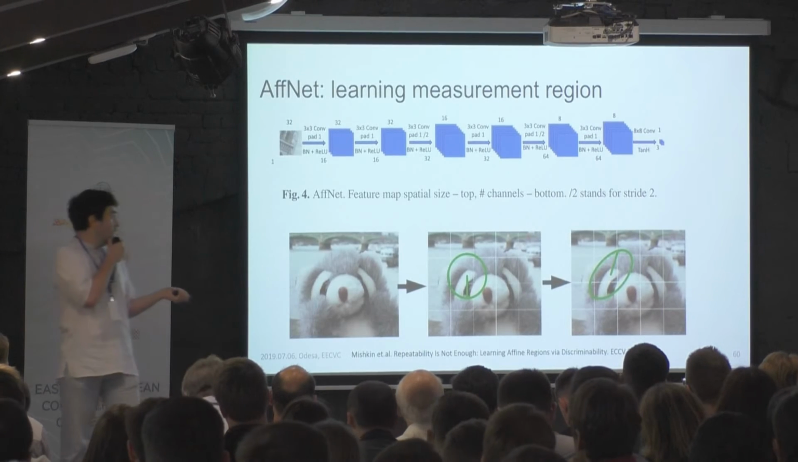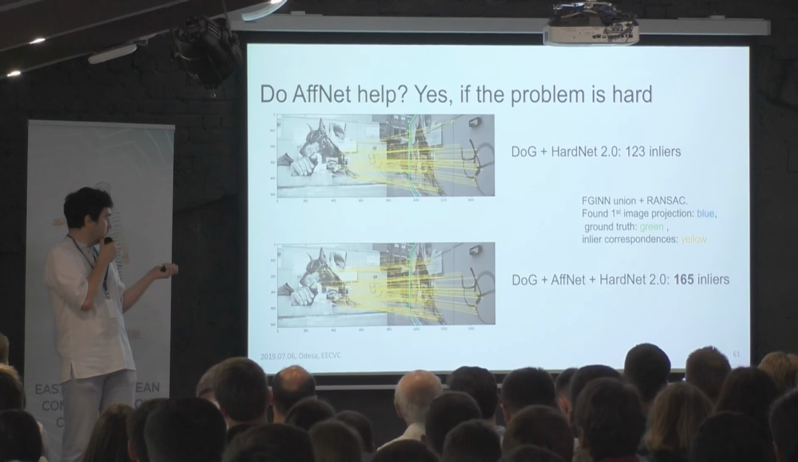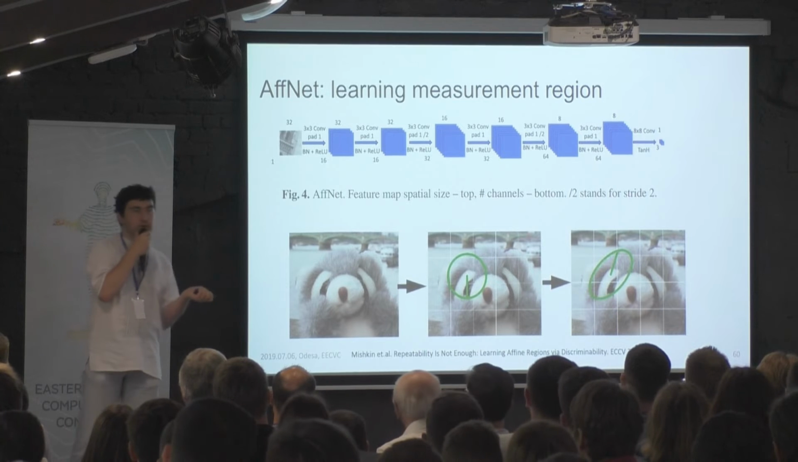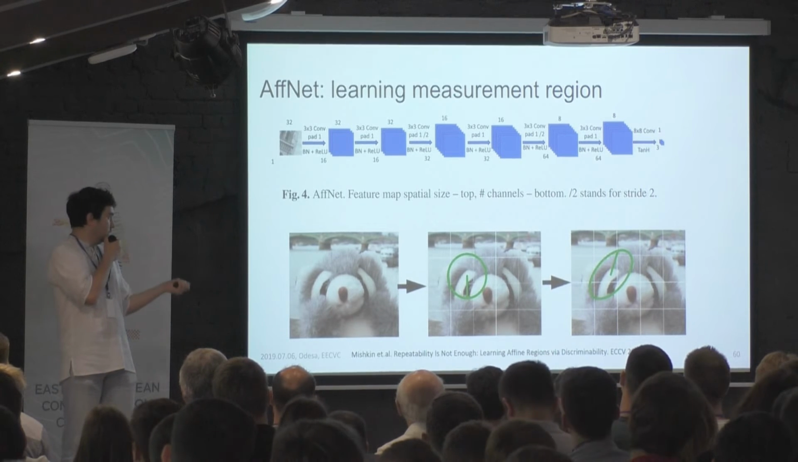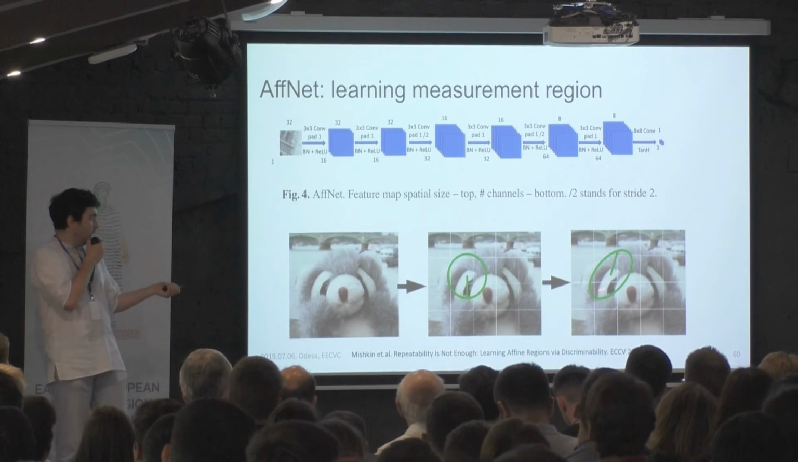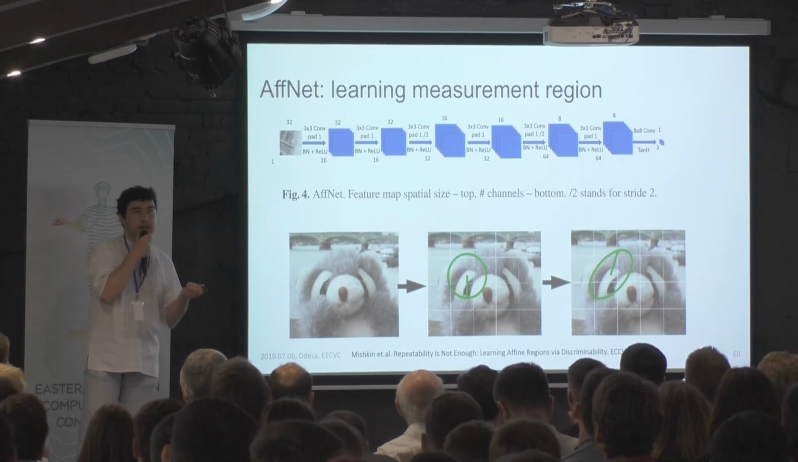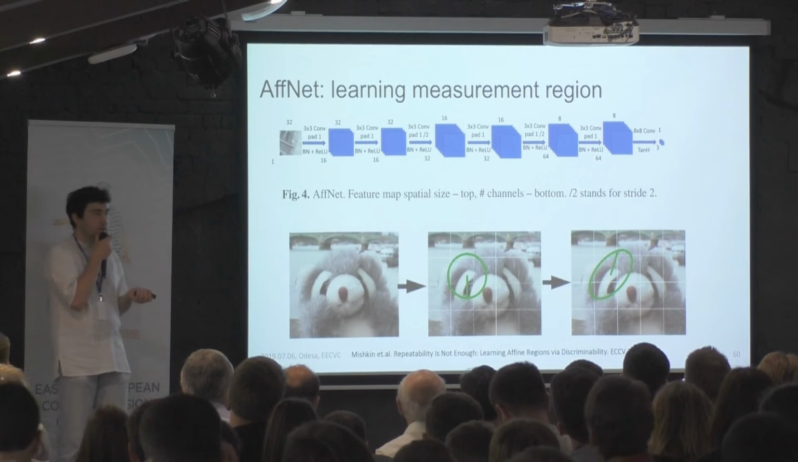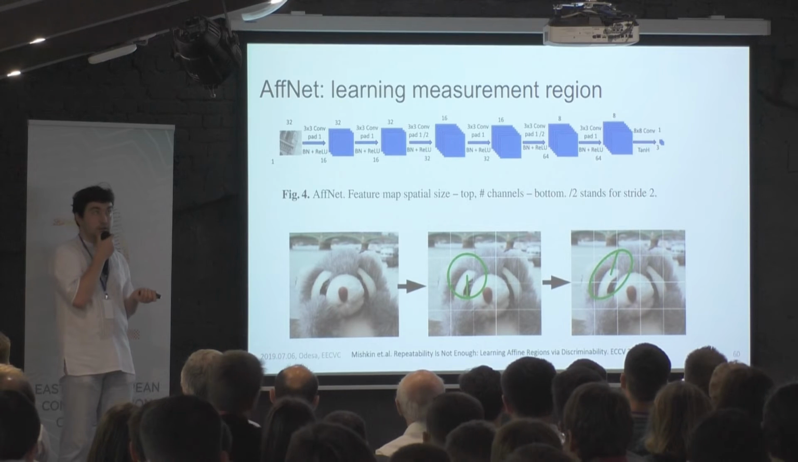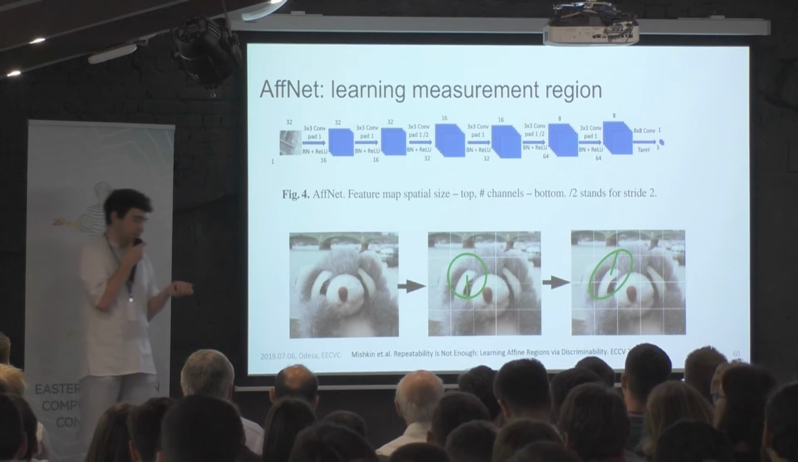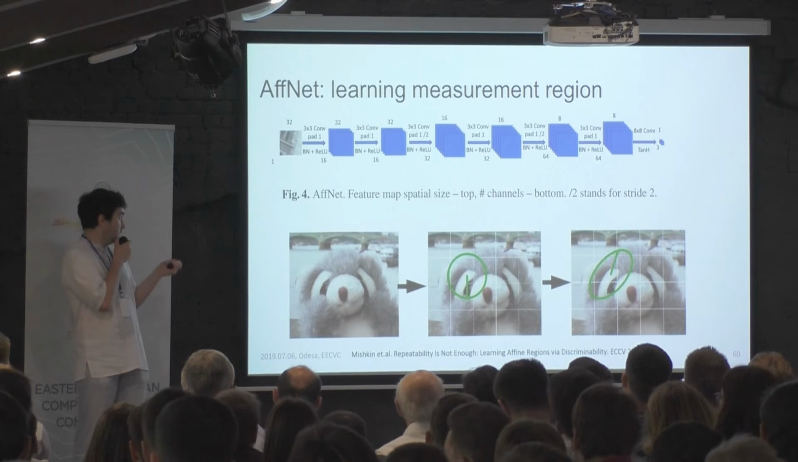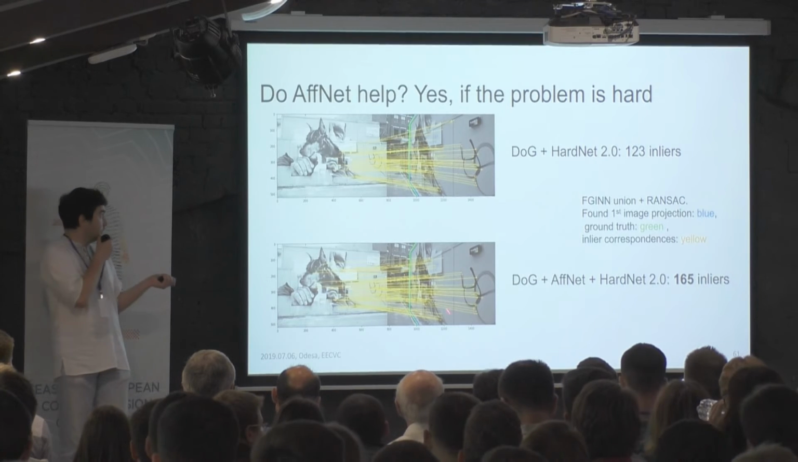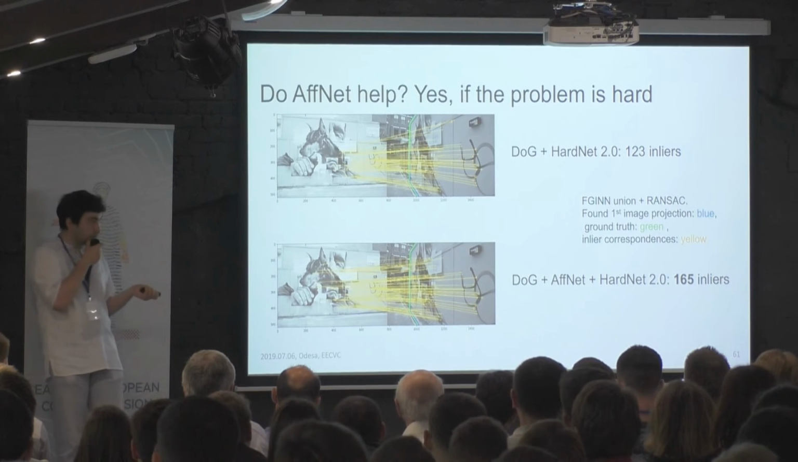Now, what you can also do, if you have a large viewpoint difference, is deform your region from circular to some elliptic one, to mimic the camera movement and so on. This was done before in the Hessian affine detector in 2002, and then people neglected this, so we revised this with a CNN. Does it help? Yes. If you have huge geometrical changes, then it gives you more inliers.